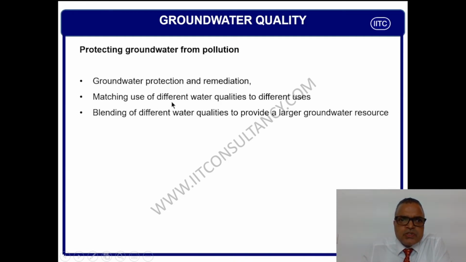Second thing, matching different qualities of water with different users. Some users may need high TDS, some users may need low TDS. This is only an example. Some users do not care about the TDS. So you supply the water depending on the user. Blending of different water qualities provides larger groundwater resources. We have different aquifers with different quality of water, and we have to blend the water so that we can achieve the right quality to supply to the users, so that there are no issues.